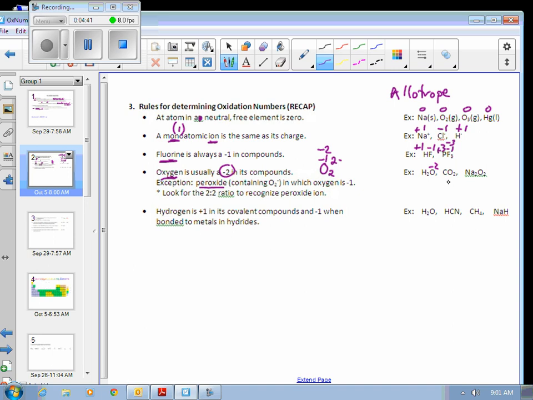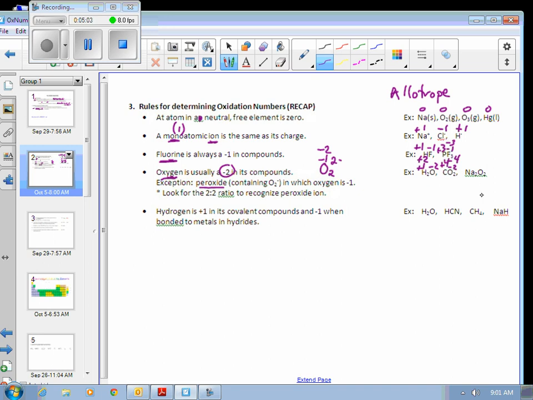-2 on the oxygen, so what does the hydrogen have to be? Okay, well each one's a +1, so that'd be a +2 overall. Okay? CO2. All right. We're going to assume that oxygen's a -2 like it usually is. There's 2 oxygens, so that's a -4. So what's carbon have to be? It has to be a +4.